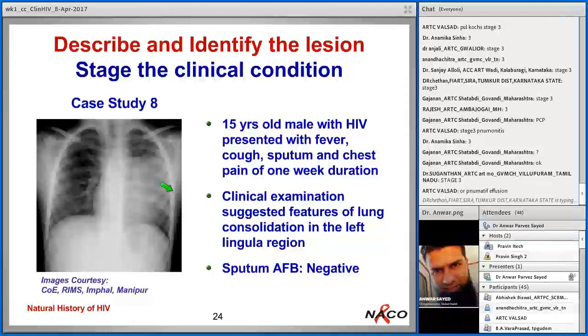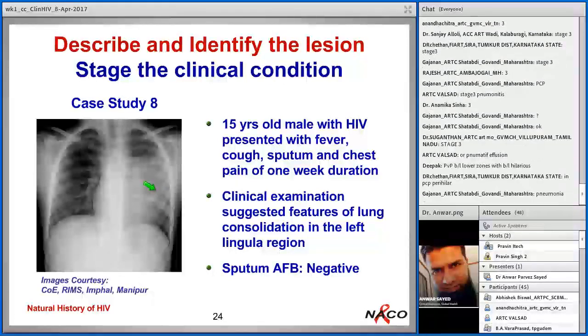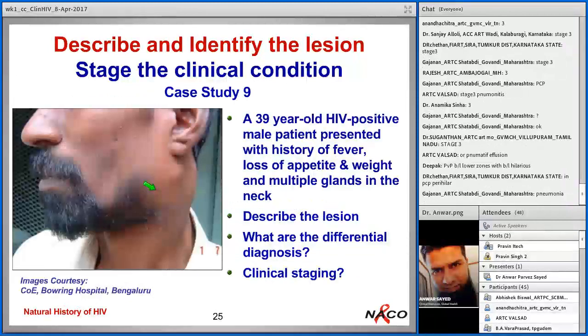Now here you can see homogeneous opacity involving the left mid zone and left lower zone. Actually inhomogeneous opacity, which is still hurting the left cardiac border, with some air bronchogram also seen in this X-ray, which is more indicative of lobar consolidation or pneumonia. If it is repeated consolidation or lower respiratory tract infection, it is WHO stage 3.